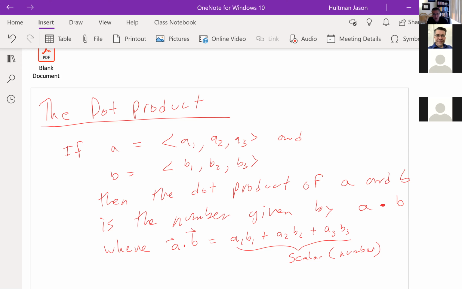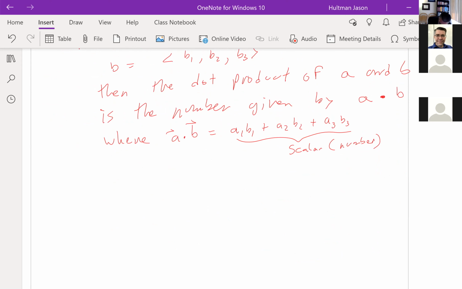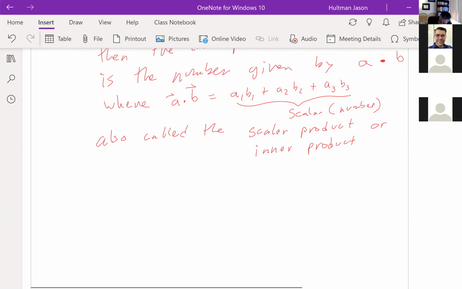We're multiplying the components together and then adding them. Okay, we multiply the X components, the Y components, and the Z components all together, and then add them, take their sum. That's the dot product. This is also called the scalar product or inner product, since a scalar is produced.